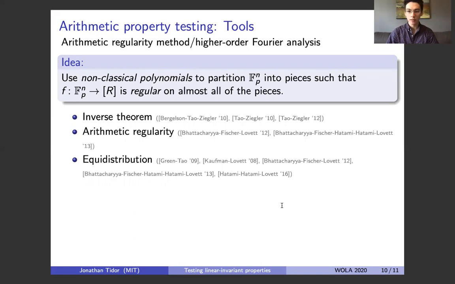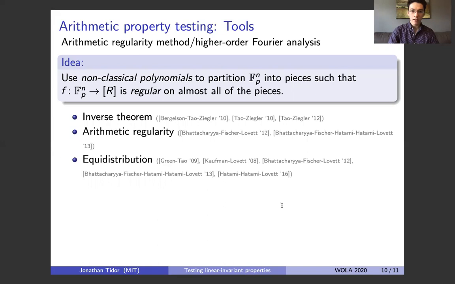So in one sentence, what higher order Fourier analysis is: you take a function f on F_p^n, and you cut up F_p^n into pieces using things called non-classical polynomials. And you want to do this in a way such that on each piece, or on almost all the pieces, f looks regular. There's quite a lot of technical work that goes into making the arithmetic regularity method work, done by all these people mentioned on this slide.